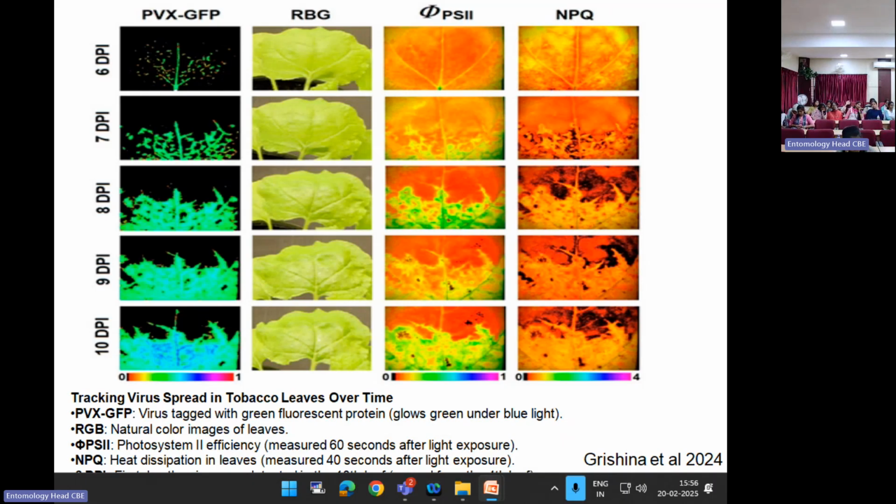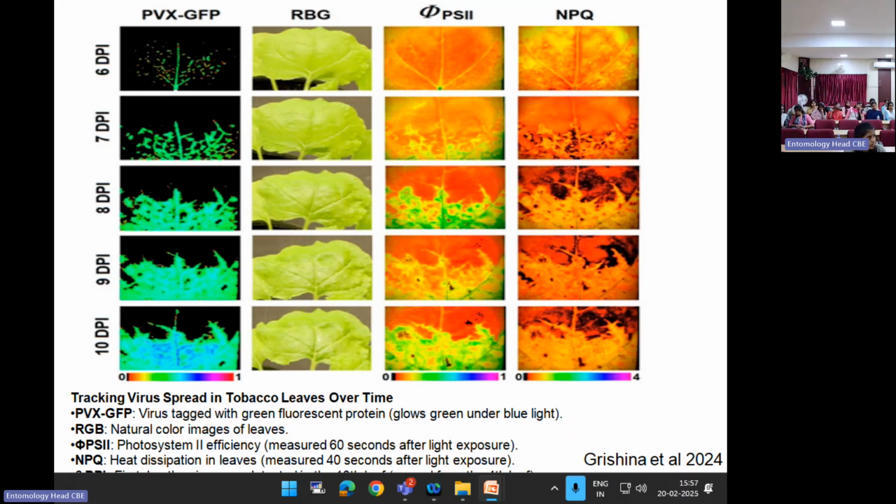So now again another example I'll show you of mosaic virus. That is virus tagged in these are the days post inoculation of the virus, and this is in green fluorescence protein. This is the normal RGB image, and this is a fluorescence image, which this is the NPQ image. So here virus tagged with green fluorescence protein, it glows. You can see green fluorescence protein is a very common usage in biotechnology. You know that it glows.